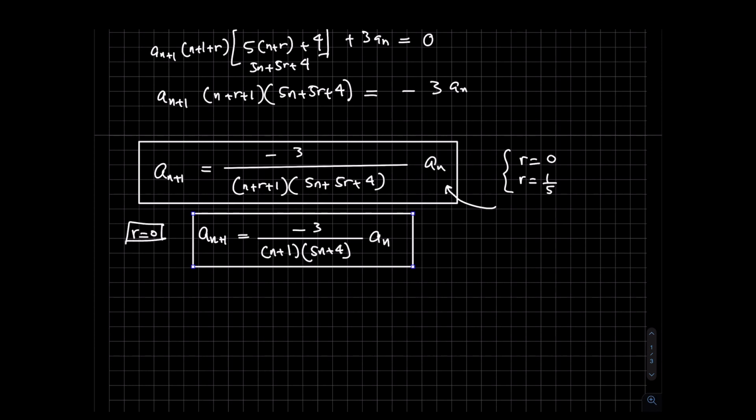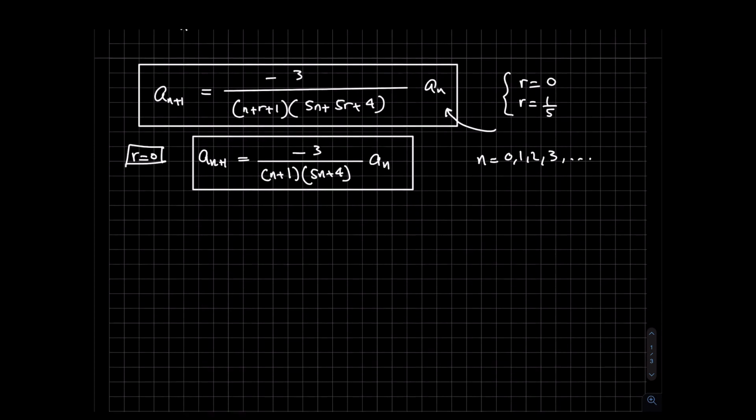Okay, and here you will find n is equal to 0, 1, 2, 3, and so on, to find different values for your constant. So I'll do that with you, and then I just want to show you if r is equal to 1/5, then you just replace r with 1/5 here. And I just want to find that out for you as well.